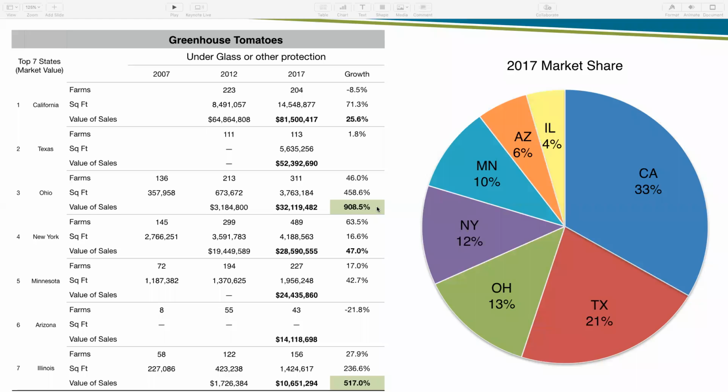For the people on the call here, do you have any insights, do you have any comments, or do you see any market trends for why Ohio and Illinois would have this huge spike from 2012 to 2017?